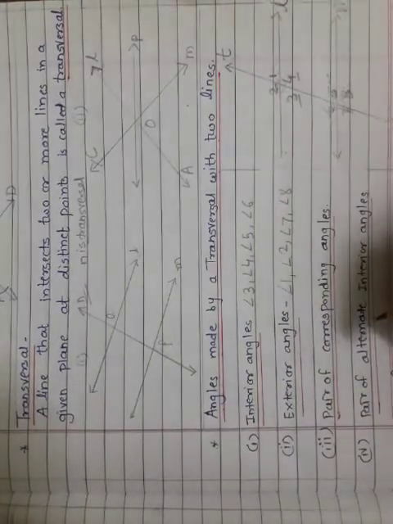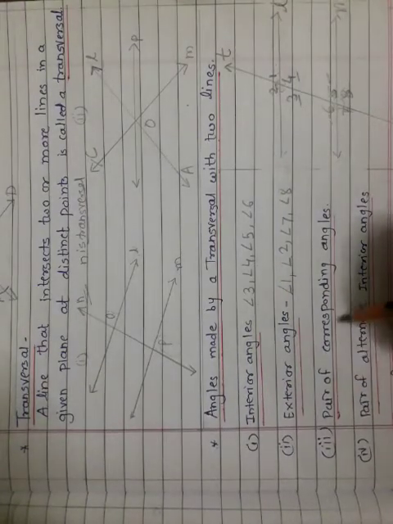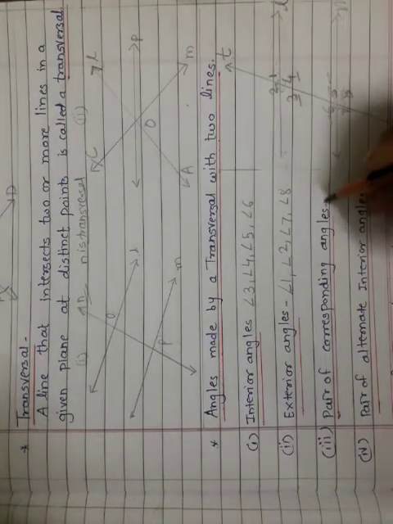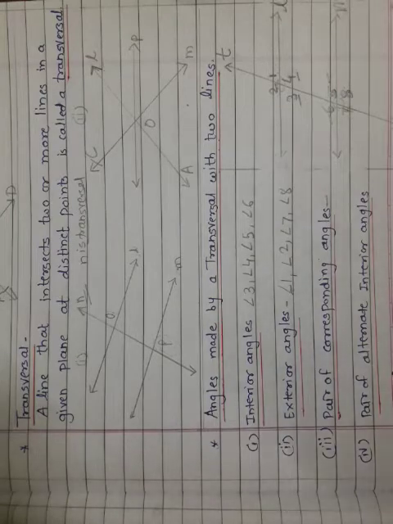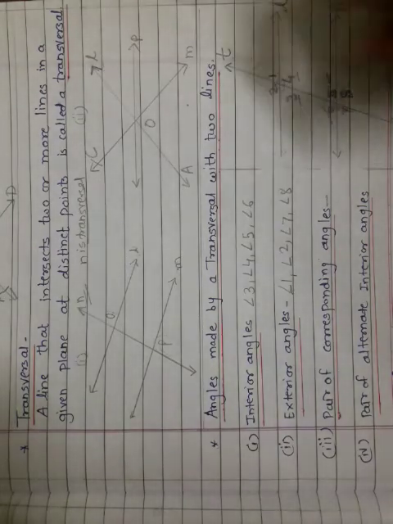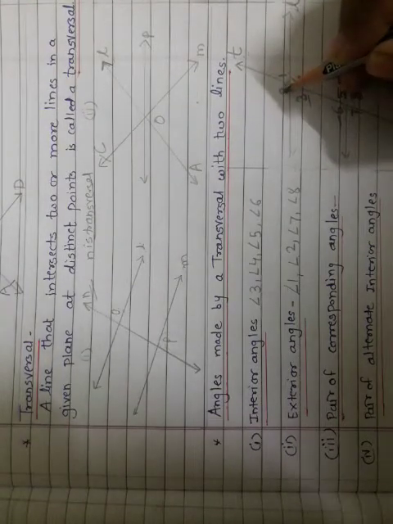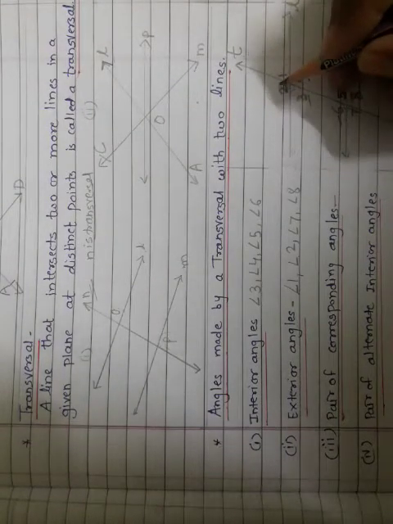Now the next point is pair of corresponding angles. Okay, so what is meant by corresponding angles? The angles which are on the same side of the transversal. So which angles? Angle 2 and angle 6.